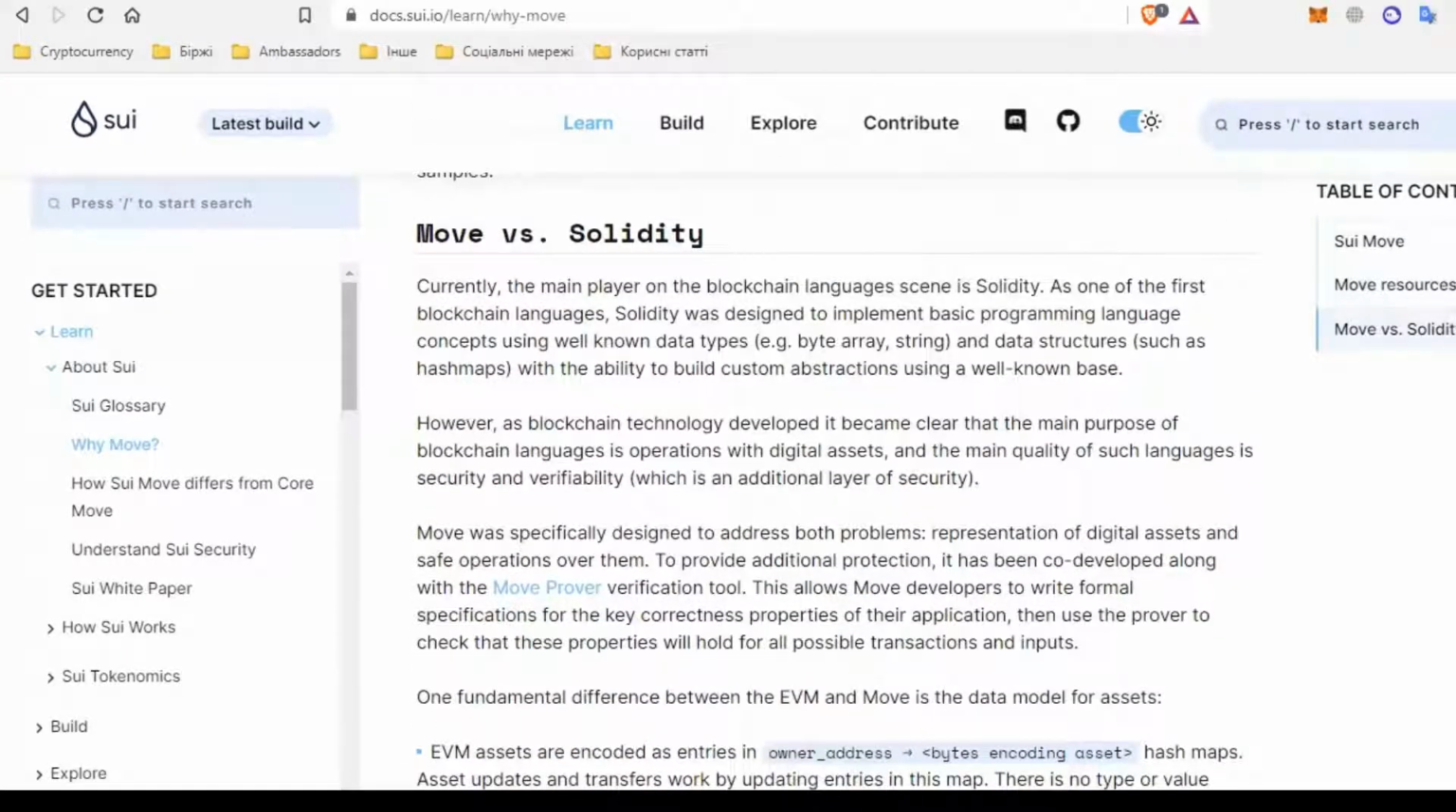The main programming language in the blockchain world is Solidity. It is used by the vast majority of projects because it is basic and one of the best on the market. It was created specifically for the blockchain, adapted to the usage of data types and data structures. The main thing for a blockchain language is operating with digital assets and security, and with this Solidity has some problems. And so Mysten Labs decided to create their own programming language, Mu.